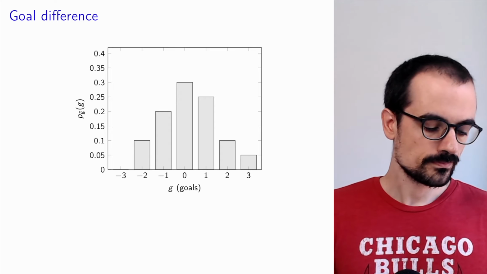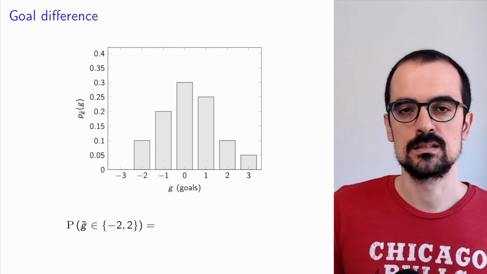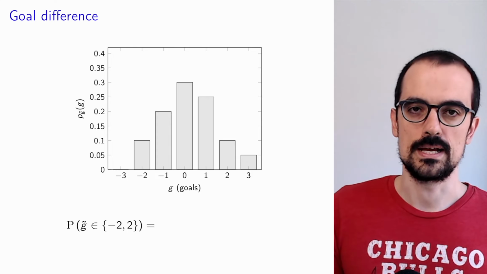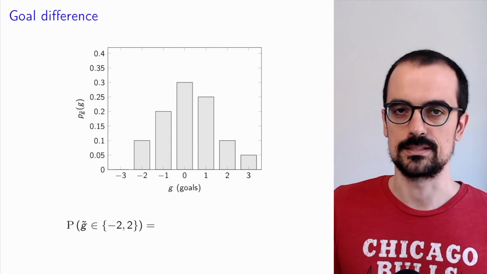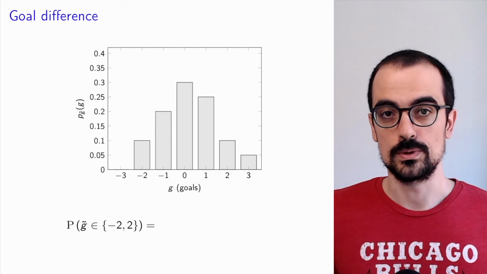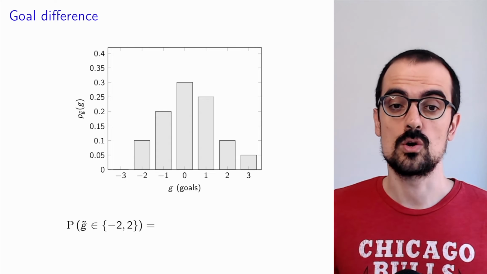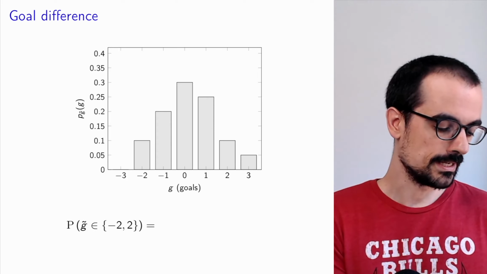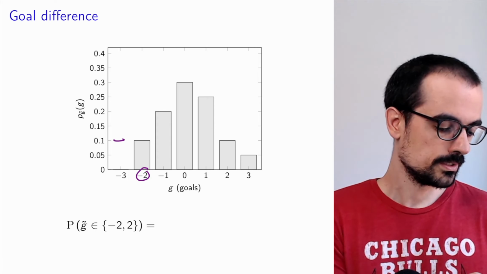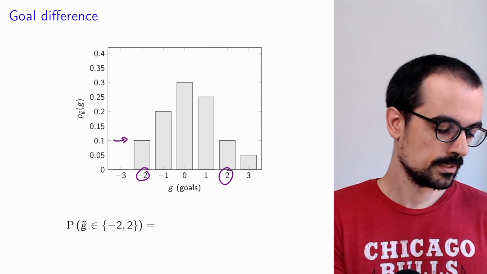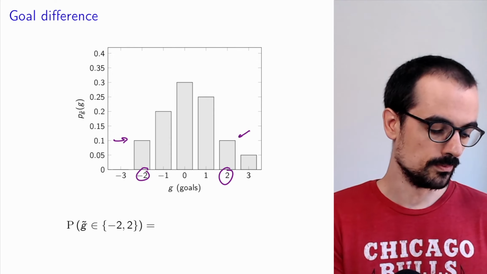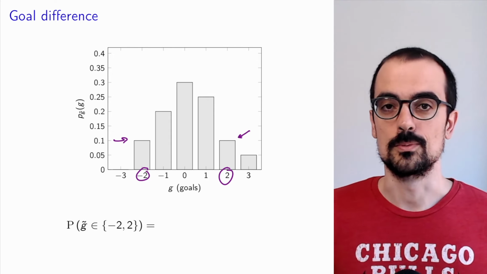Now, what is the probability that the goal difference is in the set {-2, 2}, so that it's -2 or 2? We sum the values of the probability mass function over that set. In this case, -2 has 0.1 and 2 has 0.1, so the value should be 0.1 plus 0.1, which is 0.2.